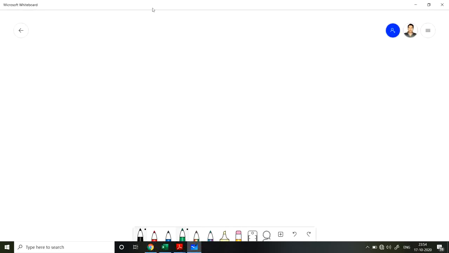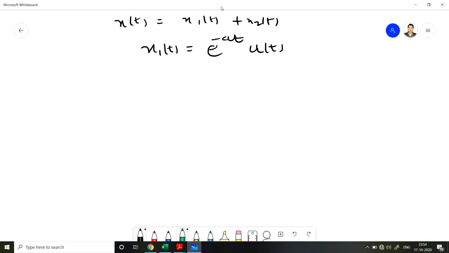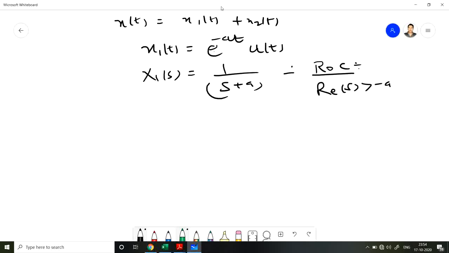So let us find the Laplace transform. x(t) is x1(t) plus x2(t). Now x1(t) is e raised to the power minus at into u(t), then X1(s) is 1 divided by s plus a, and the ROC is real part of s greater than minus a. This is the ROC.